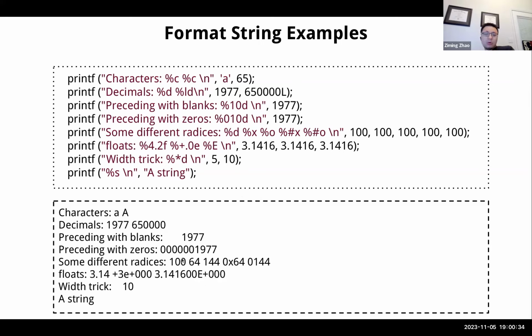Excuse me. That's why we will print it out. We will print 6 zeros, then 1977. Okay. Next example, some different format specifiers.